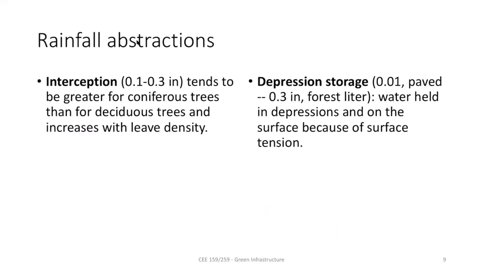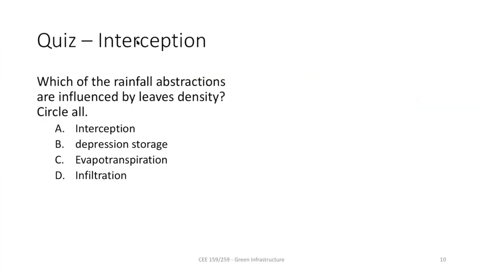Roughly 0.1 to 0.3 inch of rainfall is intercepted by the tree canopy. Not all trees have the same amount. Interception tends to be greater for coniferous trees versus deciduous trees, which lose all their leaves in the winter. So if you have more leaf density, you capture more water, which means less runoff. Depression storage is a very small amount for paved areas. But in a forest area, with plants or litter, all these leaves, even dry leaves, can soak up a lot of water, as much as 0.3 inch. So these are important parts of the quantification.